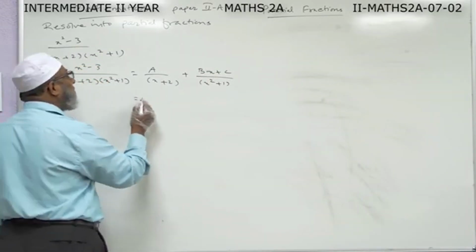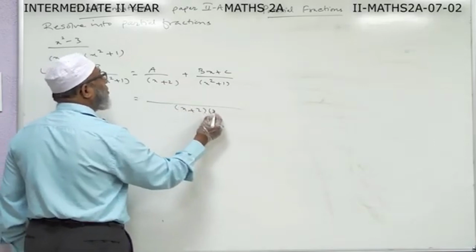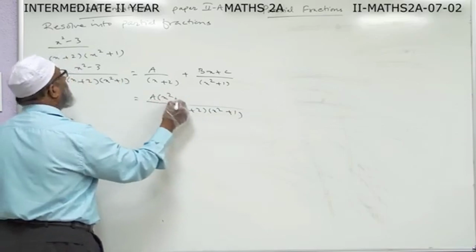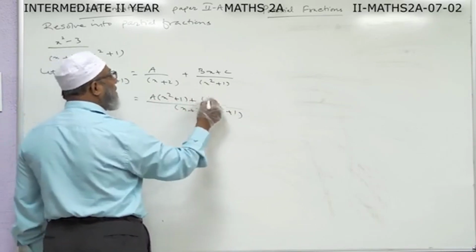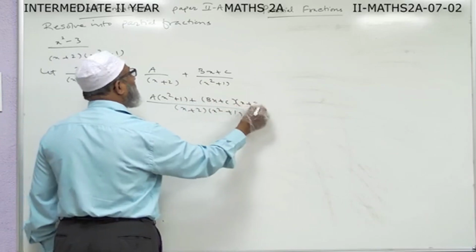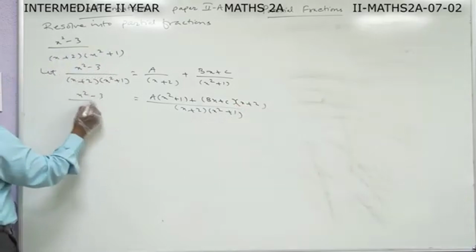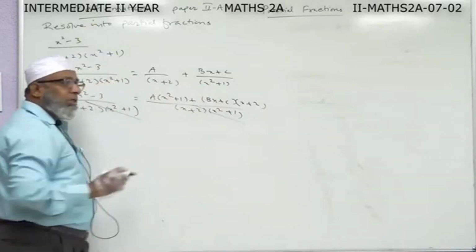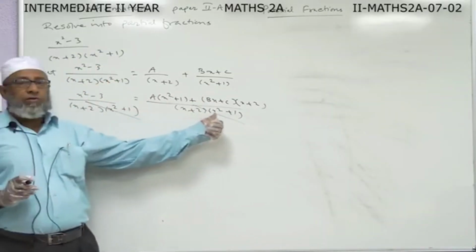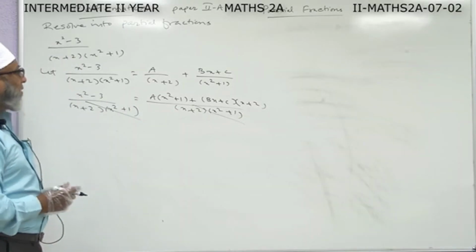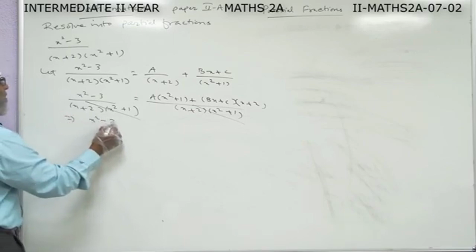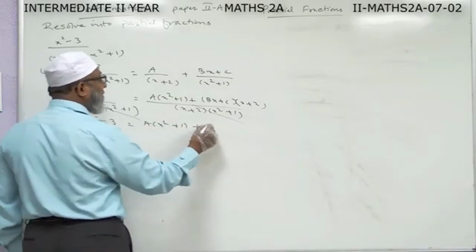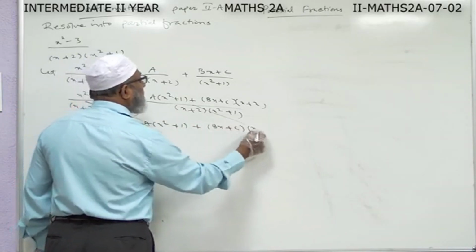Now, on taking the LCM, what happened? This is x plus 2 into x square plus 1. This part is cancelled, the remaining part is a into x square plus 1. This part is cancelled, this is again bx plus c into x plus 2. On the left hand side, you have x square minus 3 into x plus 2 into x square plus 1. On seeing that the LCM of both sides will cancel each other, we cancel them. So the remaining part will be x square minus 3 is equal to a into x square plus 1 plus bx plus c into x plus 2.